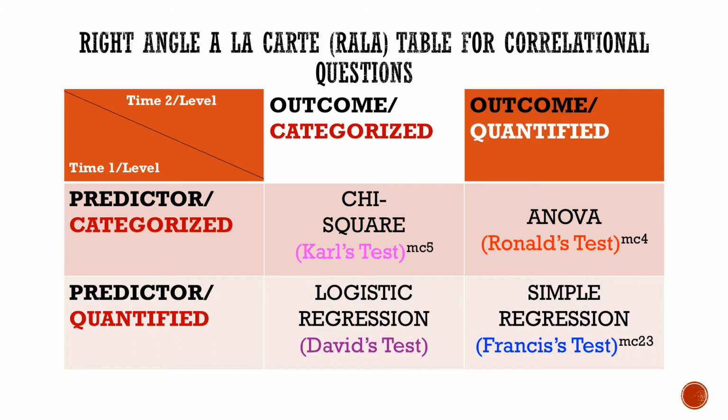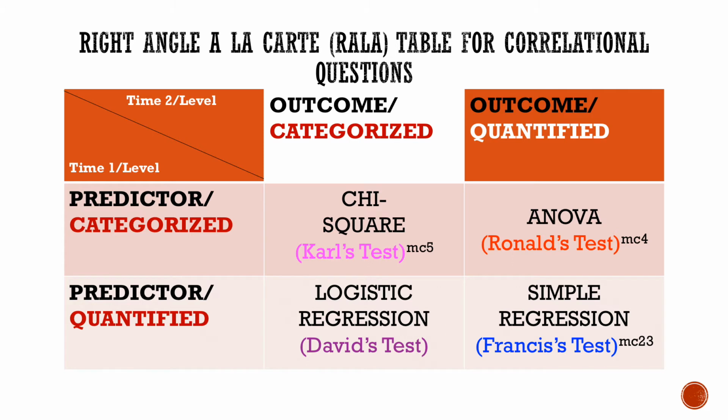A feature presentation called the Right Angle a la Carte, or RALA table, for correlational questions. We put our two themes together, the temporal location of the characteristic, predictor versus outcome, and the level of the characteristic, categorized versus quantified, and we can consult this cross table that shows how to pick the correct statistic for each combination of level and time.